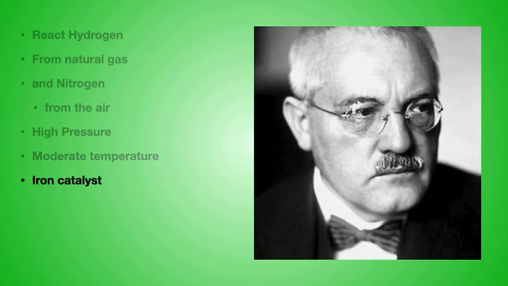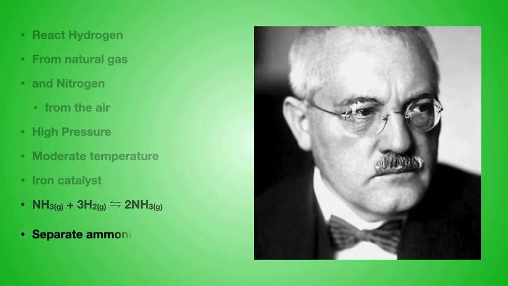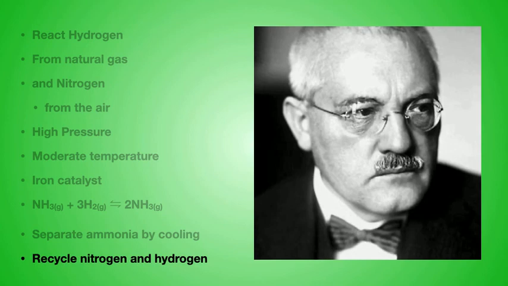And you want an iron catalyst. That's your reaction. There, that's the equation. Notice it's an equilibrium. That means you've always got a mixture of ammonia and also nitrogen and hydrogen during this process. We separate the ammonia off though by cooling it below its boiling point, and then we recycle the nitrogen and hydrogen.